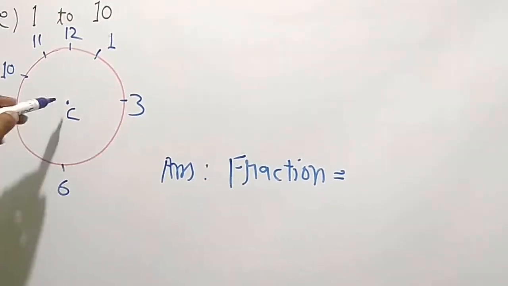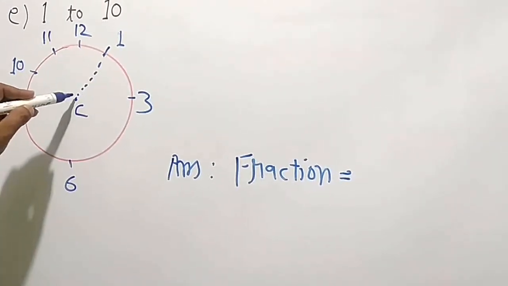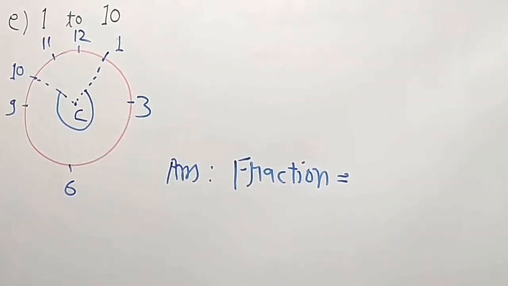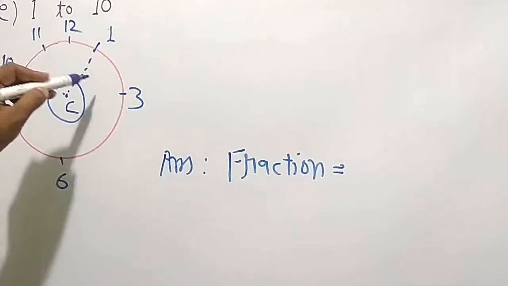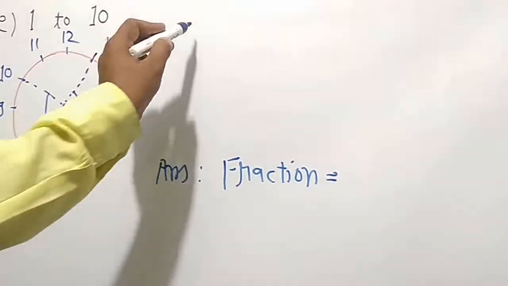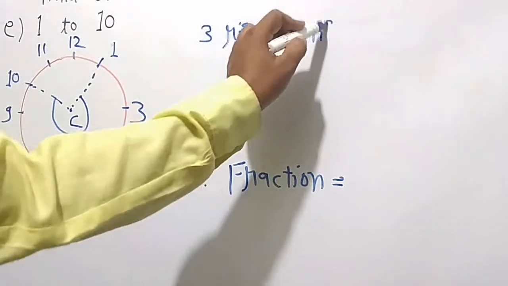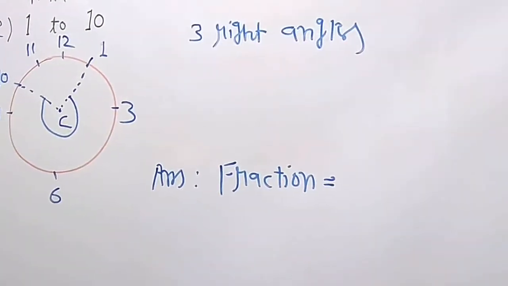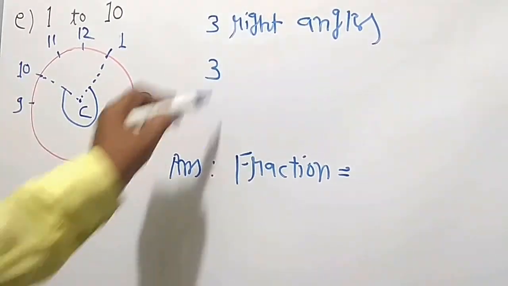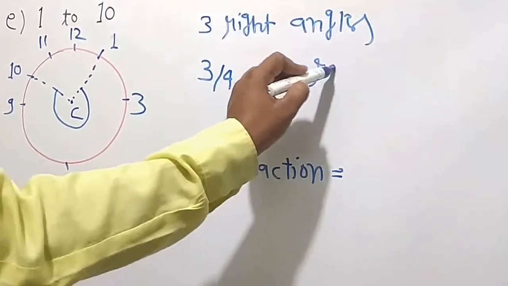It is 1 to 10. So first we join the center point with 1 and then with 10. In between 1 to 10 there are 3 right angles. This is the first right angle, then second, then third, then fourth. How many right angles are we taking here? 3 right angles. It means the numerator is 3 and there are total 4 parts. So it is 3/4 of a revolution.